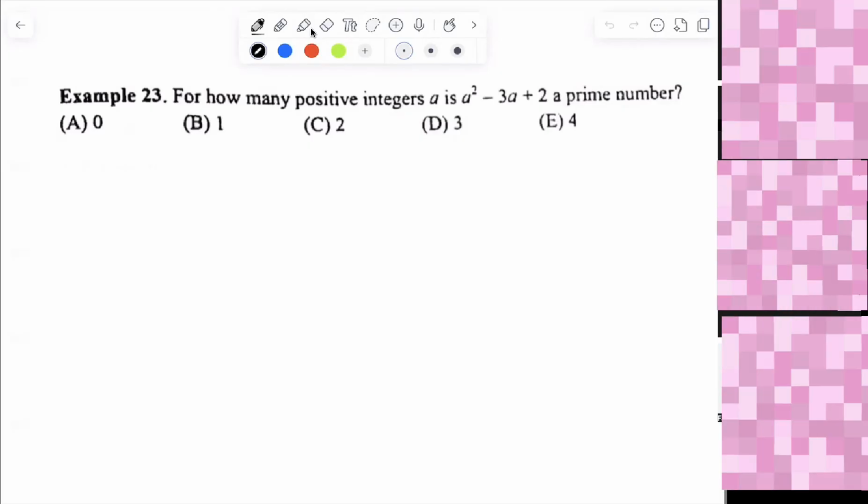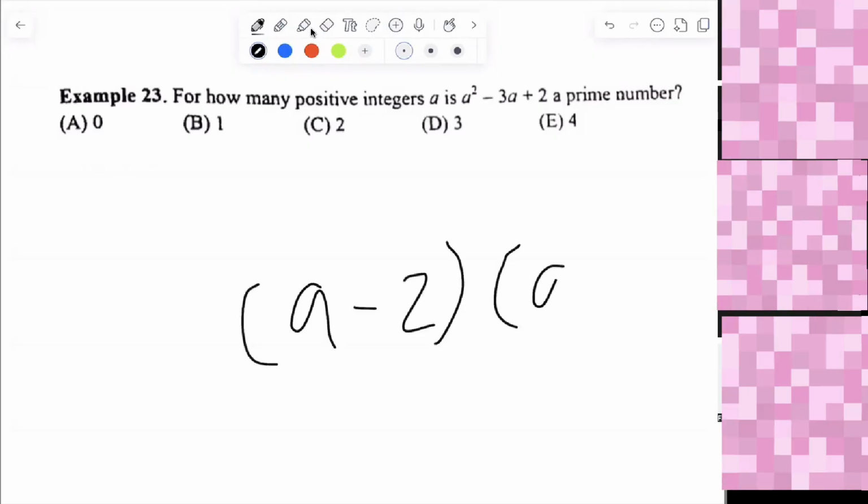But the key idea is to think about them as just numbers. It's just negative 2A, or you can split them up and factorize. It's the distributive property in a nutshell. You can do the factorization, and you get A minus 1 times A minus 2.